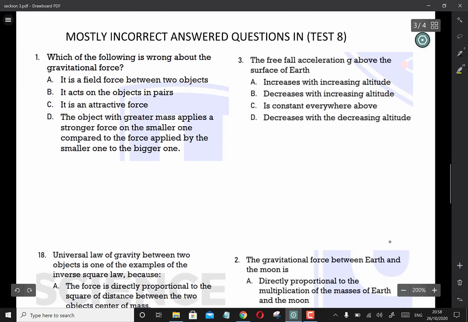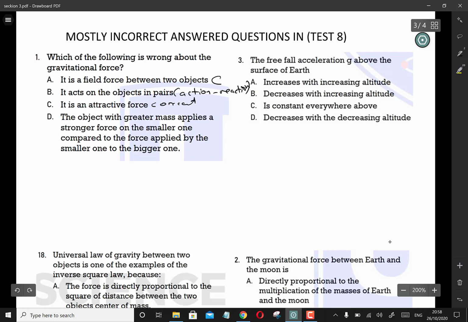And test number 8. The first question, the mostly incorrectly answered one, is question number 1. Which of the following is wrong about gravitational force? It's a field force between two objects. This is correct. It acts on objects in pairs. Yes, action-reaction pairs, because Earth and Moon attract each other, or Earth and Sun attract each other. It's an attractive force. This is also correct.